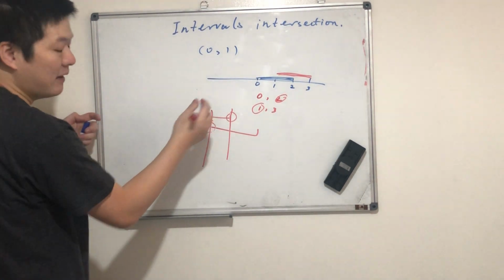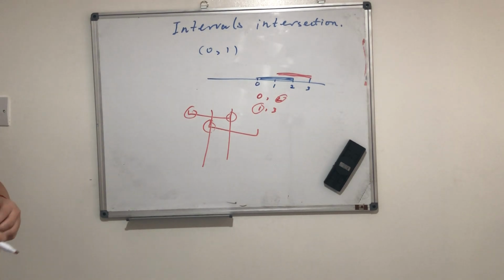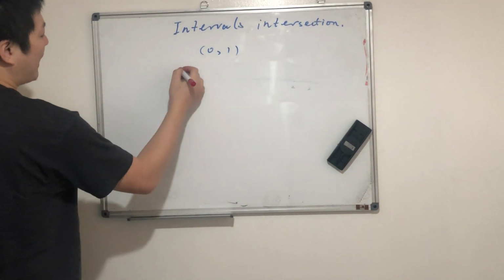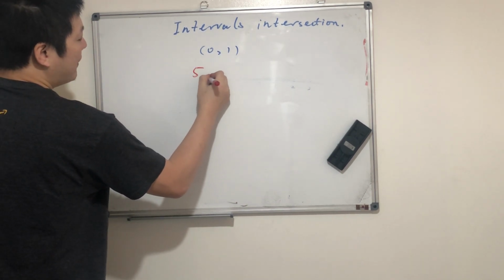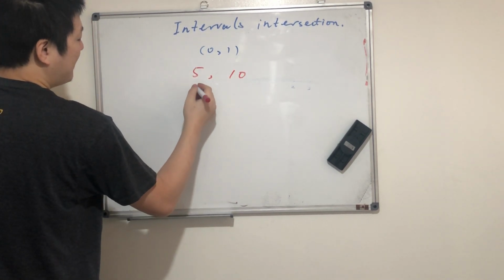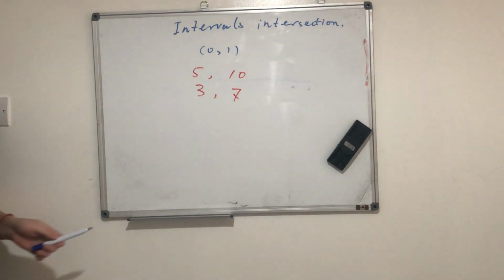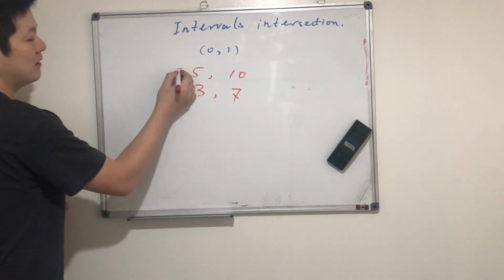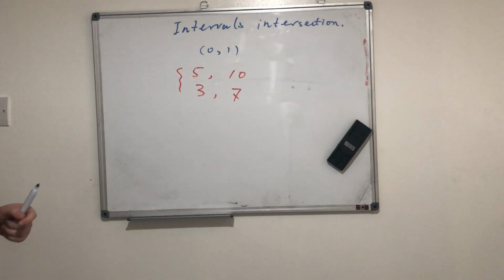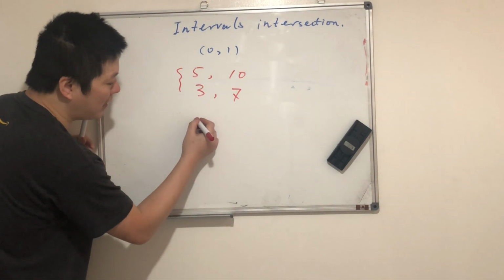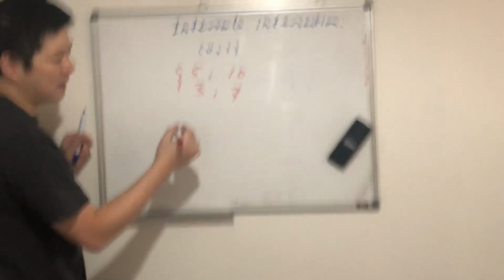But that's part of drawing. If I don't draw, and you tell me, okay, 5, 10 and 3, 7, what's the common part? Remember, we want to find the maximum of the starting points, the first numbers. 5, 3. 5, 7. Sorry.